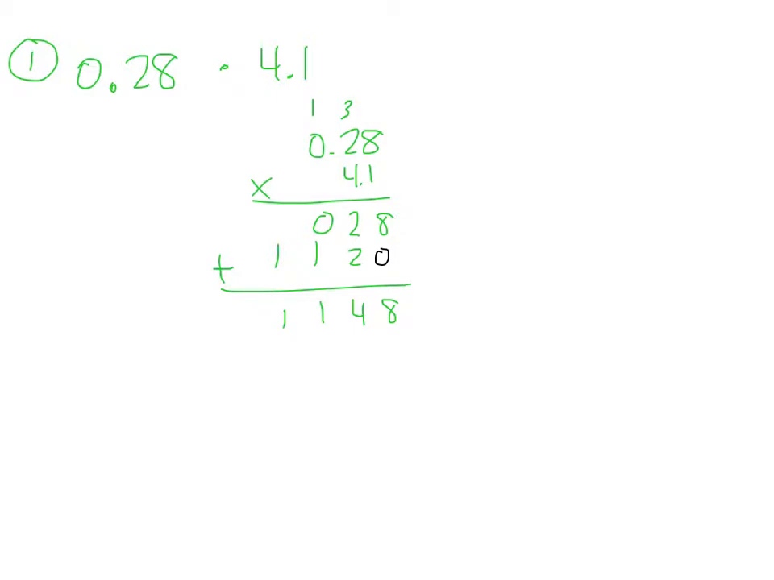Which actually brings up a good question. Where is the decimal currently? Well, currently in my answer, it's actually right there, but I'm going to have to move it. How many spots? Well, I'm going to borrow 2 decimal places from here and 1 from there. So a total of 3 decimal places. Move it 1, 2, 3. Your new answer is 1.148, and you're done.